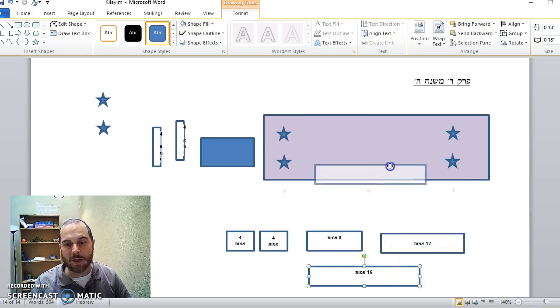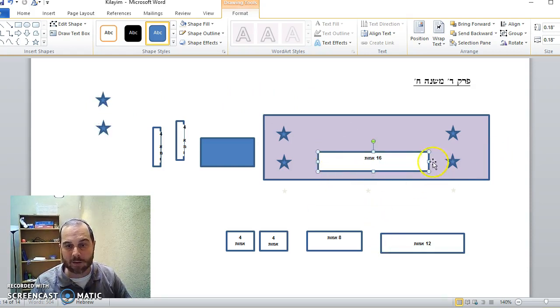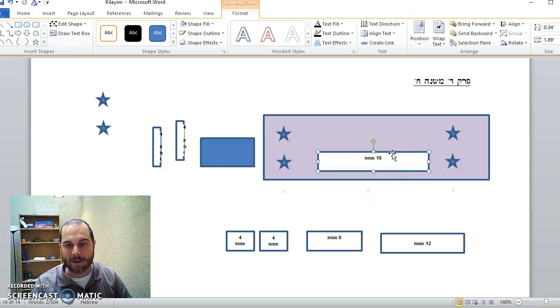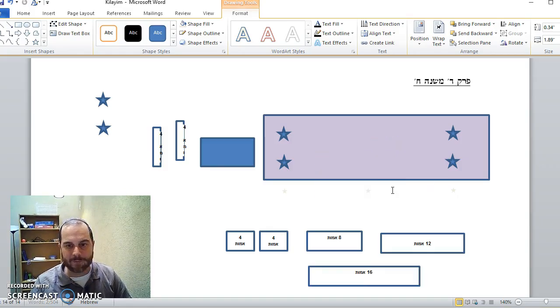So now in between these two, I had 16 amot. Now I have 16 amot, says Rabbi Eliezer ben Chakinai. Charva emtzait. So in this case, if I have 16 amot, that's fine. But let's say, for example, a different case.